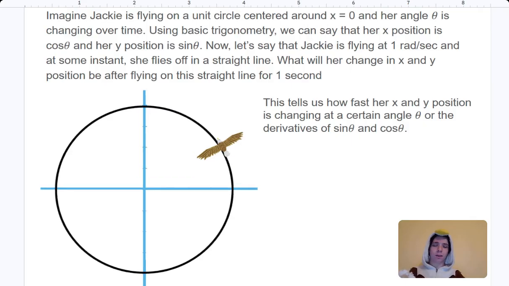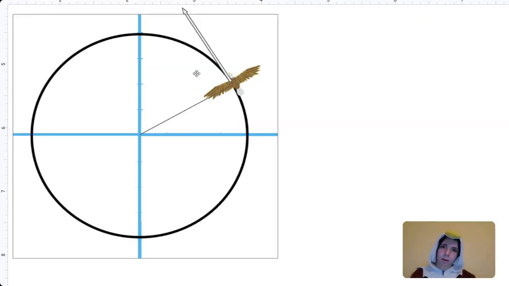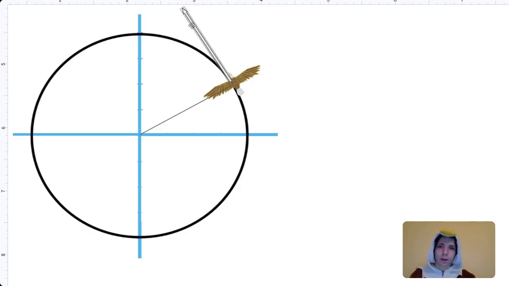Now, how far would she go in 1 second? The change in x position would be the derivative of cosine theta, and the change in y position would be the derivative of sine theta, because that distance traveled in 1 second tells us how fast x and y are changing. So Jackie is going to fly off tangent to the circle and perpendicular to this radius right here.